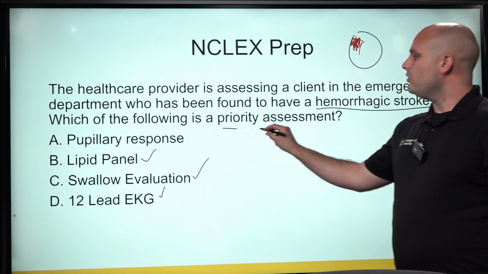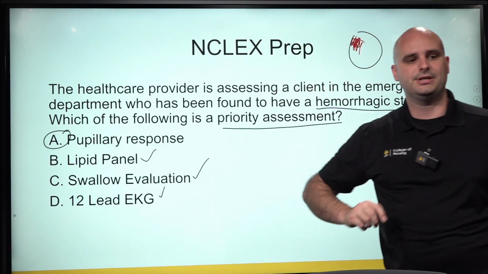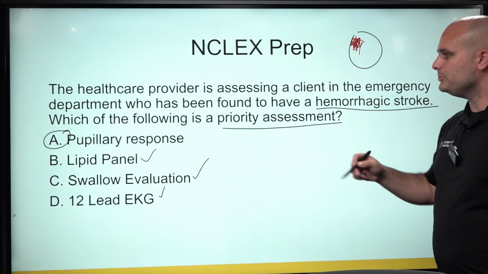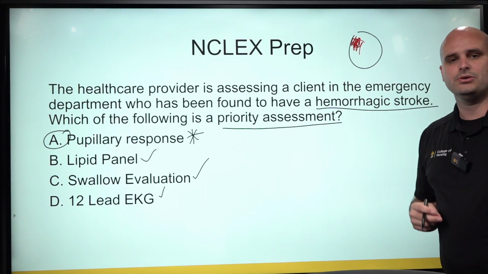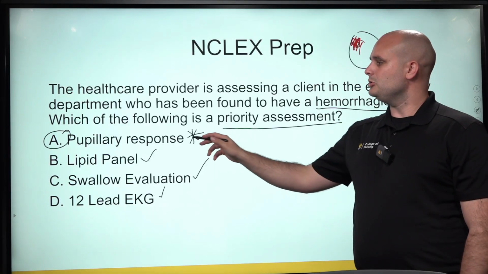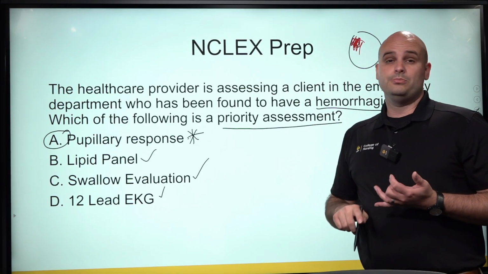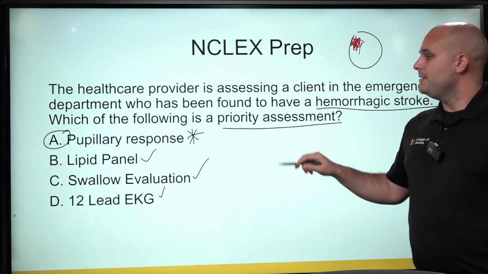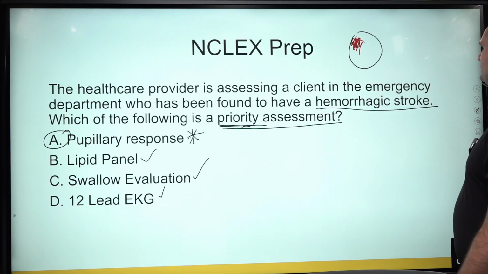But priority for this patient is we want to check their pupils. And this is something I wanted to highlight, that the pupils are a significant issue in patients that are bleeding in the brain. Pupillary response will dictate a lot of the care, right? They might have a blown pupil, they might have a non-reactive pupil, but that is a priority assessment with a patient that's bleeding in their brain.